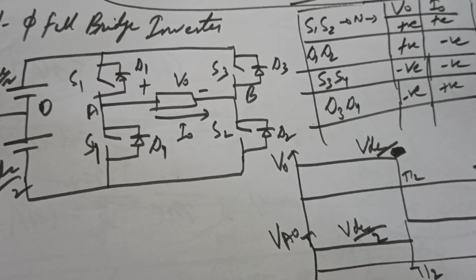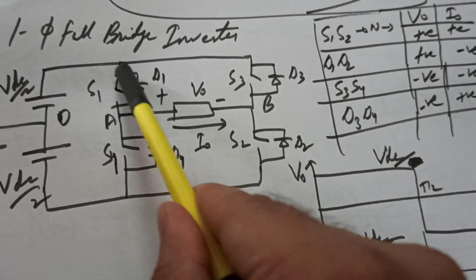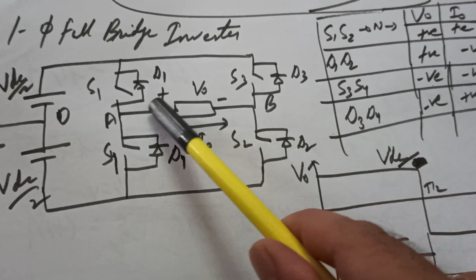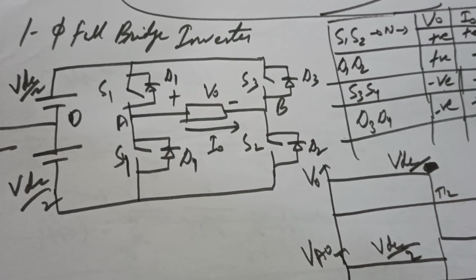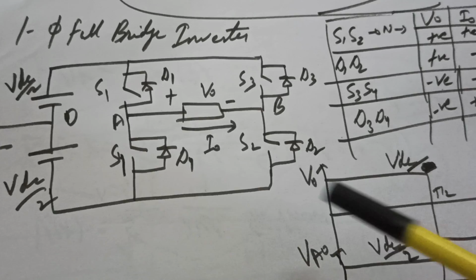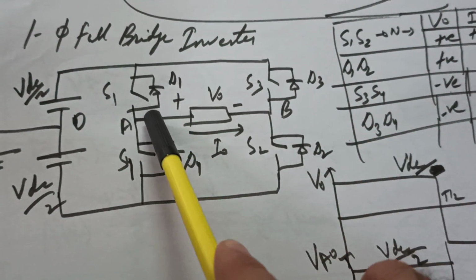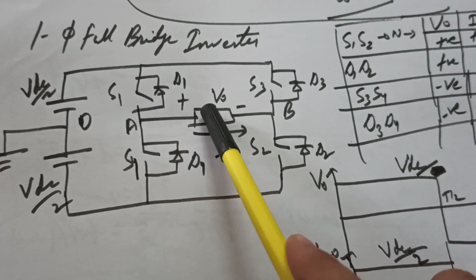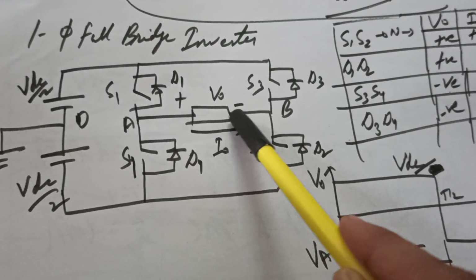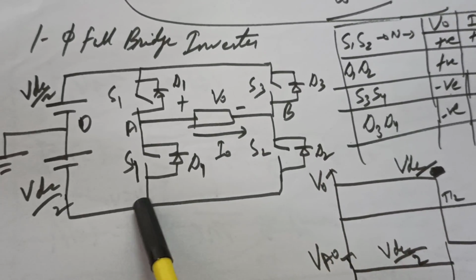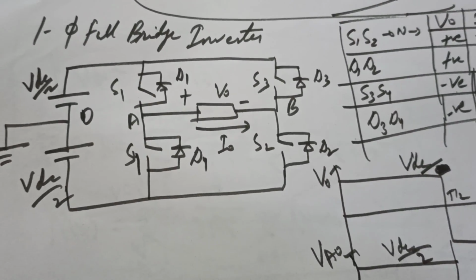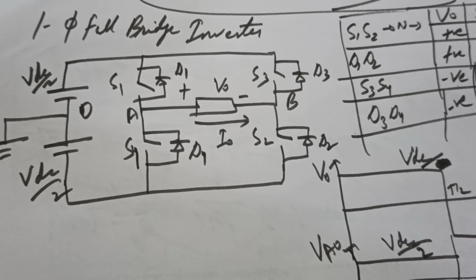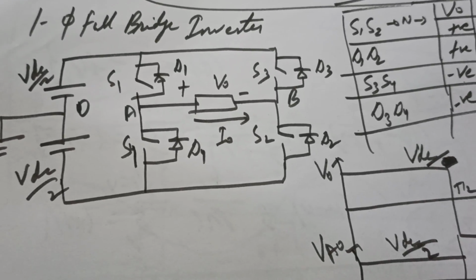Now have a look at this. When these switches, S1 and S2, are conducting, then we can say for sure that plus VDC by 2 gets connected across the load via S1, and subsequently via S2 it gets connected across this point. So the pole voltage can be drawn very easily. The graph of the pole voltage becomes very easy.